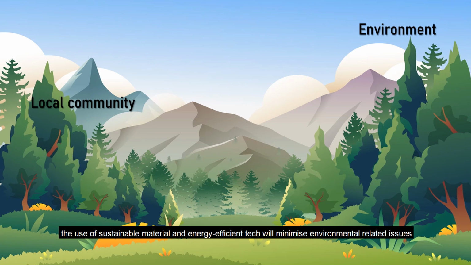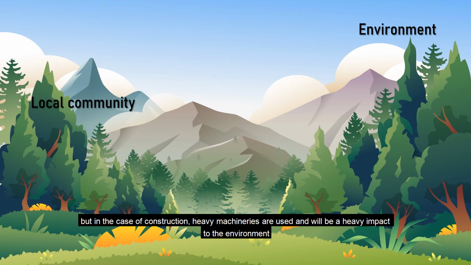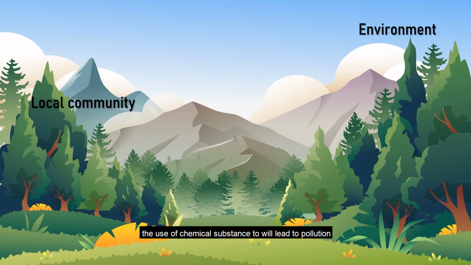Next is environment. The use of sustainable material and energy efficient tech will minimize environmental related issues, but in the case of construction, heavy machineries are used and will have a heavy impact on the environment. The use of chemical substances will lead to pollution.